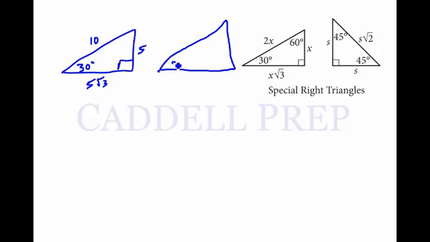If we were given this side to be 20, that matches up with 2x, making x equal to 10. So therefore this side would be 10, and this side would be 10 radical 3.